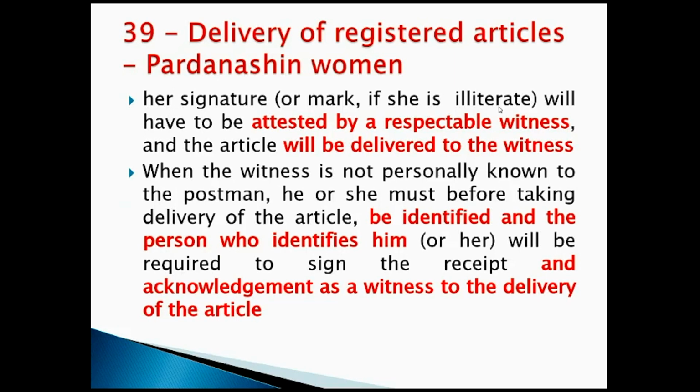So who can properly identify this Pardanashin woman? In this case also, the signature of the Pardanashin woman will be attested by this witness brought by the postman from outside for the purpose of identifying the woman for the delivery of articles. So very simple. If the witness is personally known to the postman, then the case is very simple. We get the signature of the woman, below it the witness will attest, and the letter will be delivered to the witness.